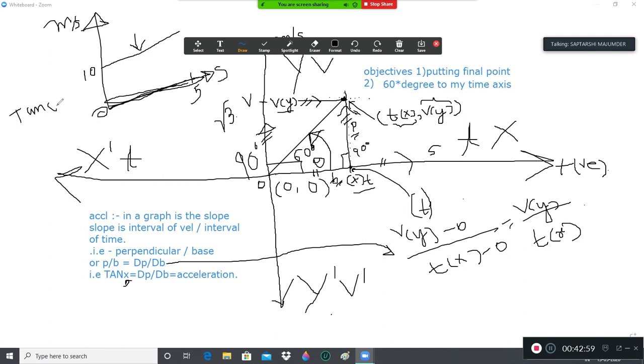That means tan of 0 is nothing but, what is the value of tan 0? It is 0. Tan 0 value is 0. That means tan theta is nothing but acceleration. So where acceleration is 0, its velocity is constant. So v equals k. So I can say v equals k. So velocity is constant here.